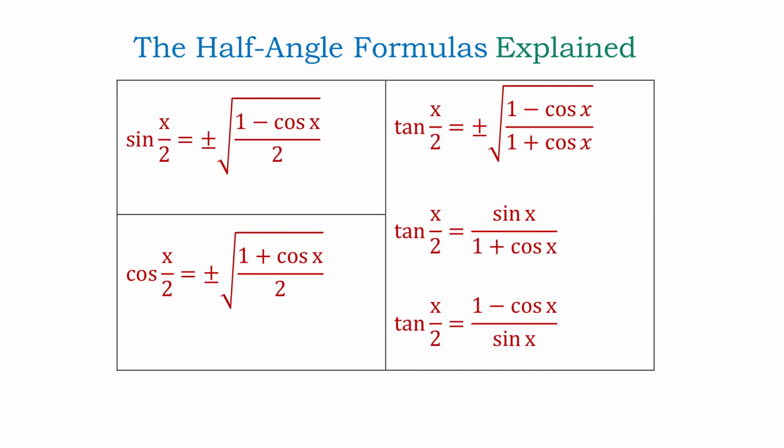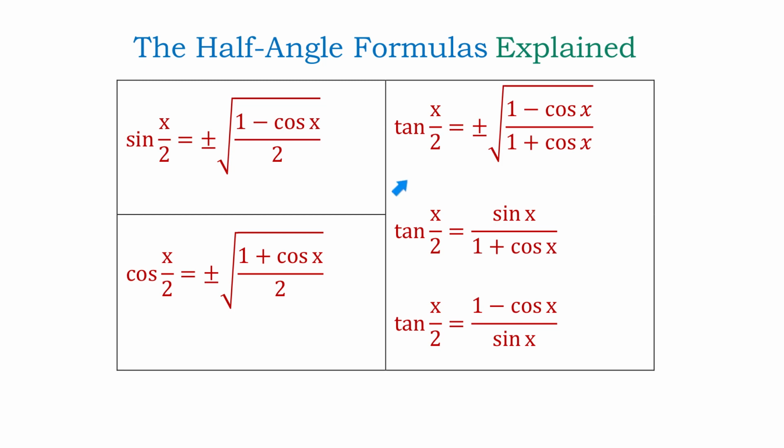Hello, the half-angle formulas are: sine of x over 2 equals plus or minus square root of (1 minus cosine of x) over 2, cosine of x over 2 equals plus or minus square root of (1 plus cosine of x) over 2, and for the tangent we have three formulas.